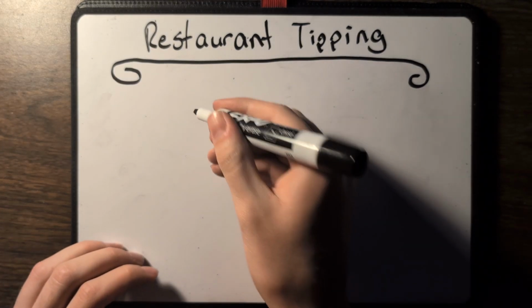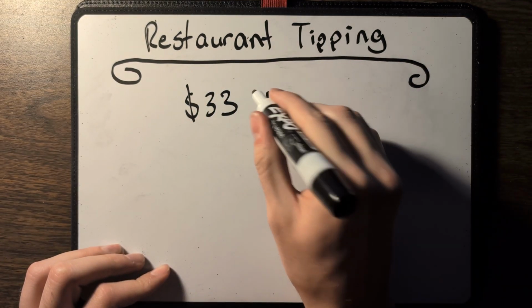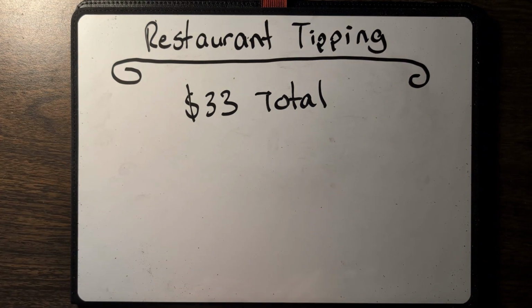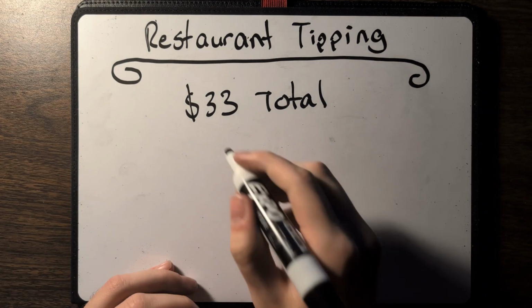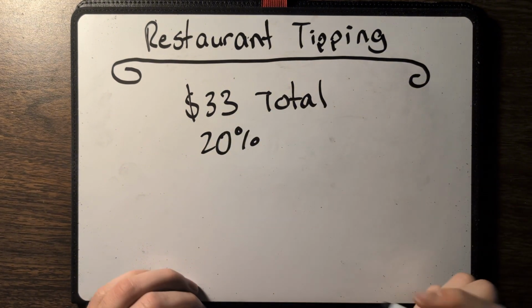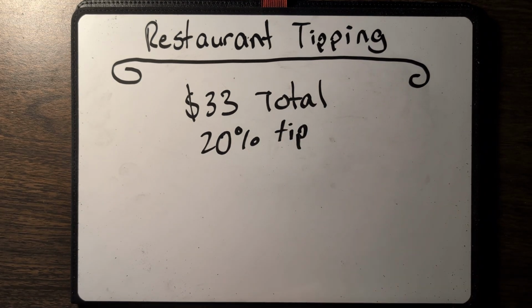Alright, say you have a bill that is $33. This is your total, after or before taxes, however you like to tip. Well, what is 20% of this? Because this is our tip, 20%, usually at a restaurant in America.